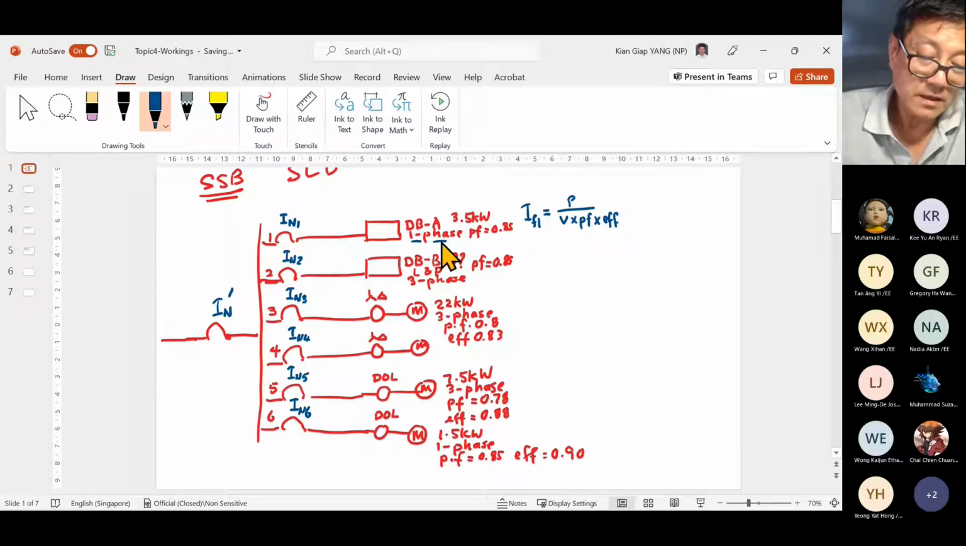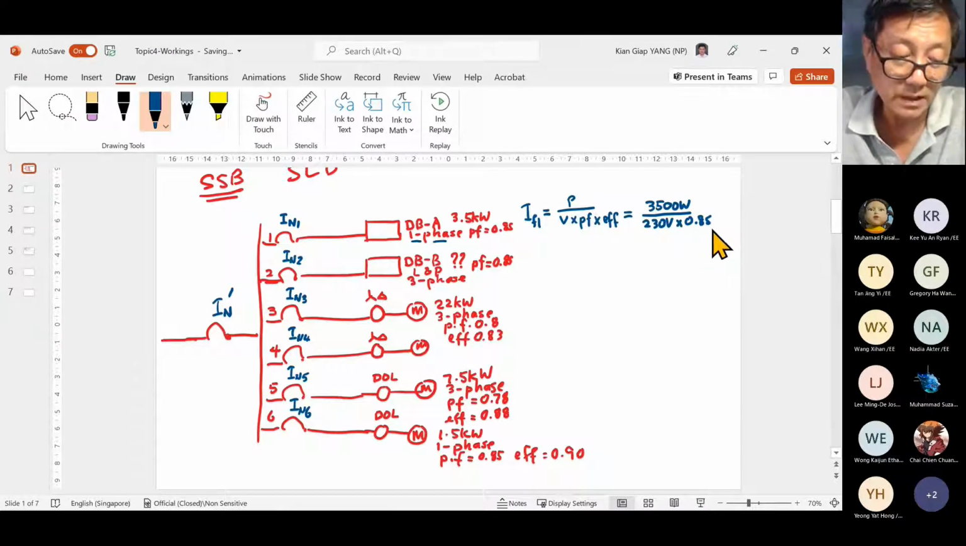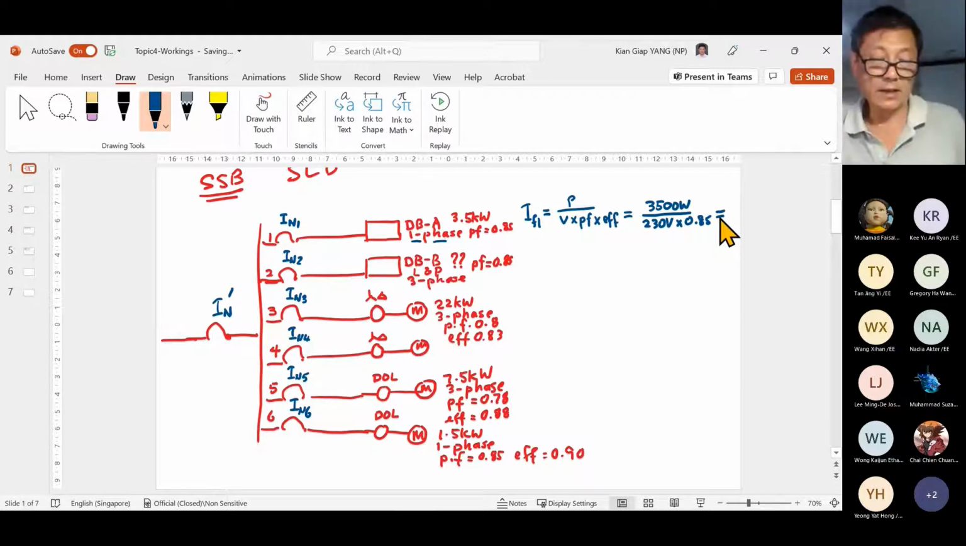Okay, so I use this formula. The power is 3500 watt, divided by the value of V, which is 230, because this is single phase, multiplied by the power factor, which is 0.85. Now, every time efficiency is not given, I assume that it is 1. So from here, I can get the current. Can you calculate for me what's the current?